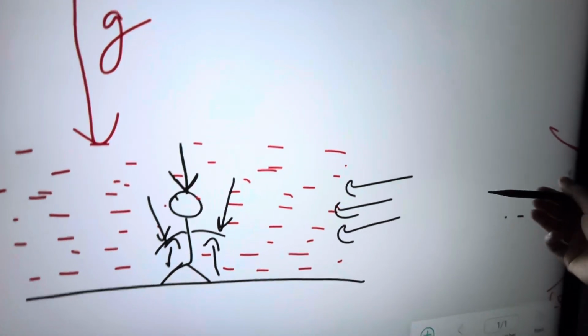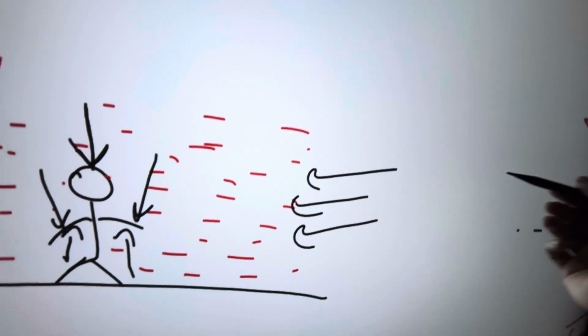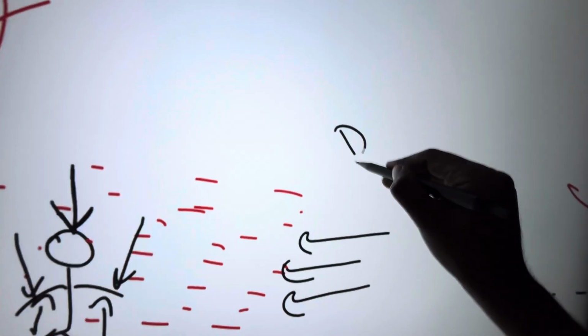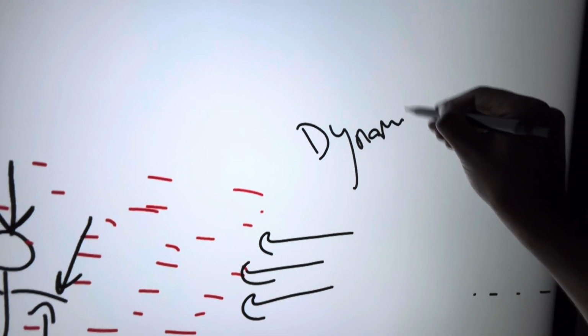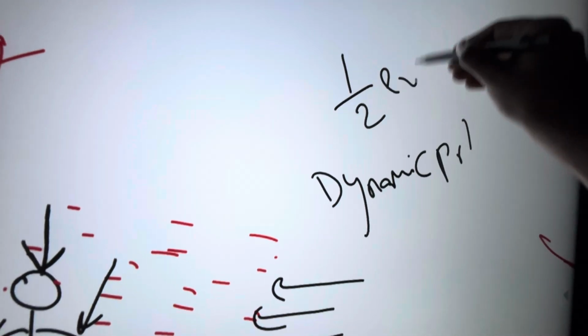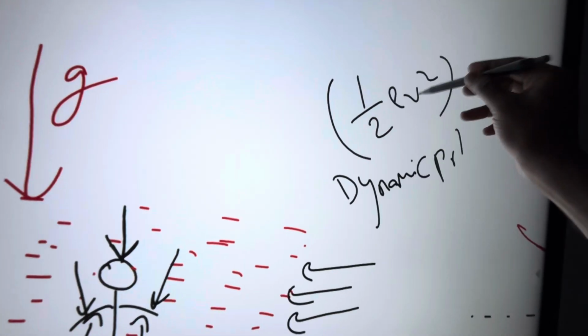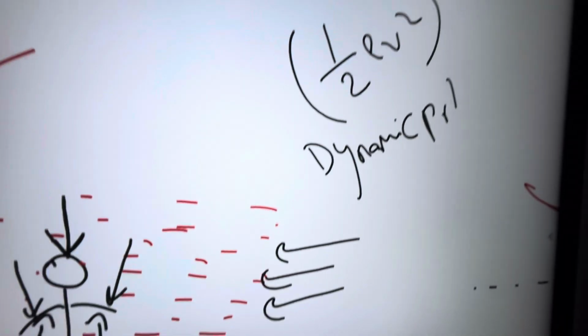When you are running, you are going to face the air. Now when you are facing the air, it has some velocity, correct? So that is what we call dynamic pressure. Okay, so this also has a formula. It is simply given as half rho v squared. It tells the relation between velocity and density.